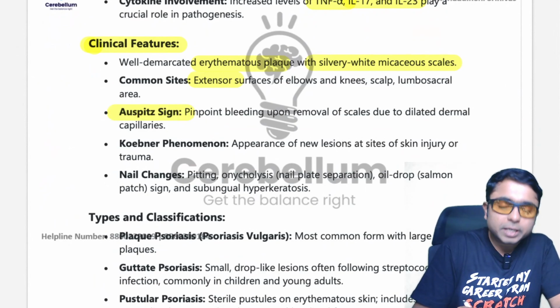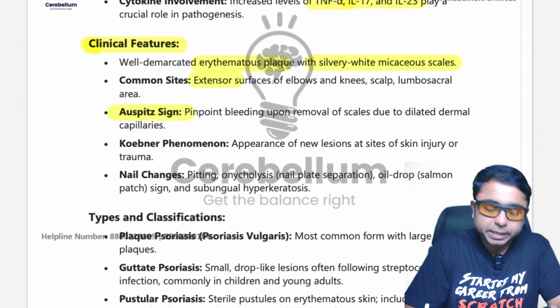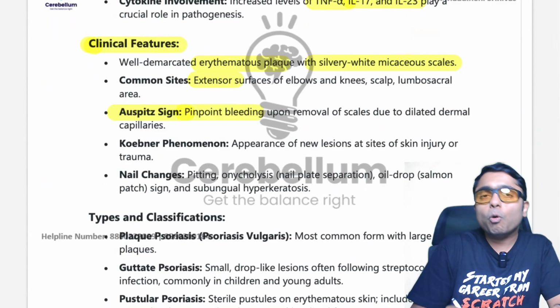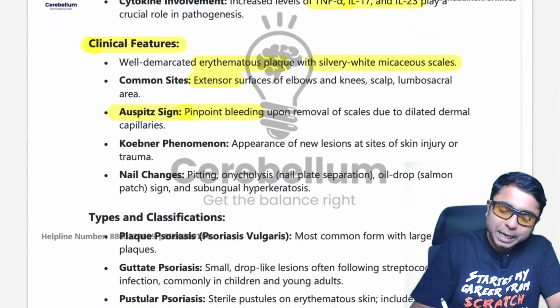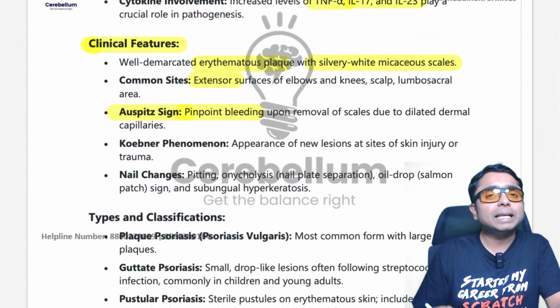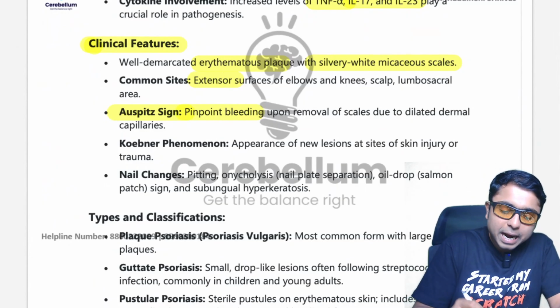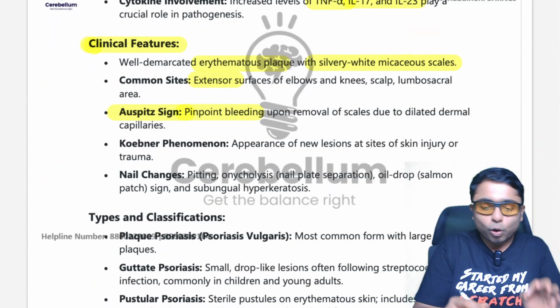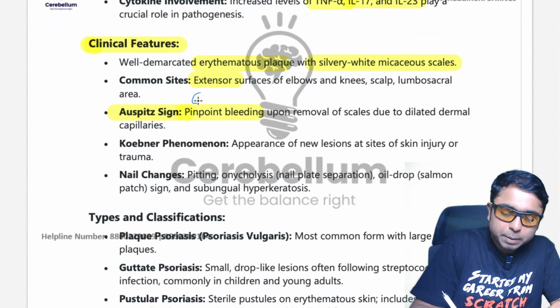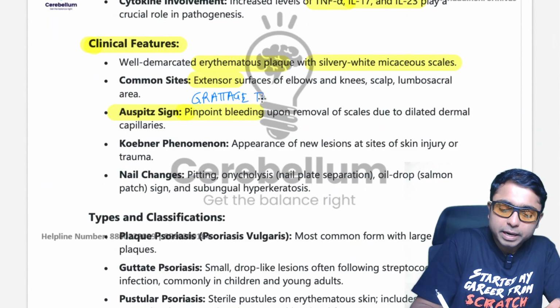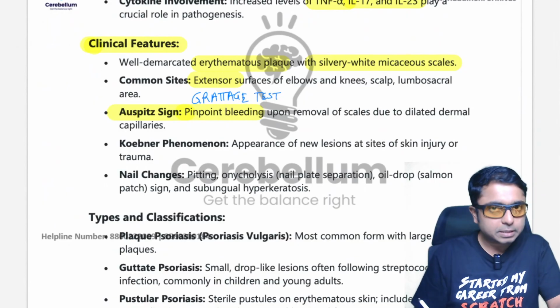And there is one important named sign which is Auspitz sign, which is pinpoint bleeding upon the removal of the scales due to the dilated dermal blood vessels. And if you remember, this was also recently asked, and you can remember the Grattage test can be the other name which is used instead of Auspitz sign.